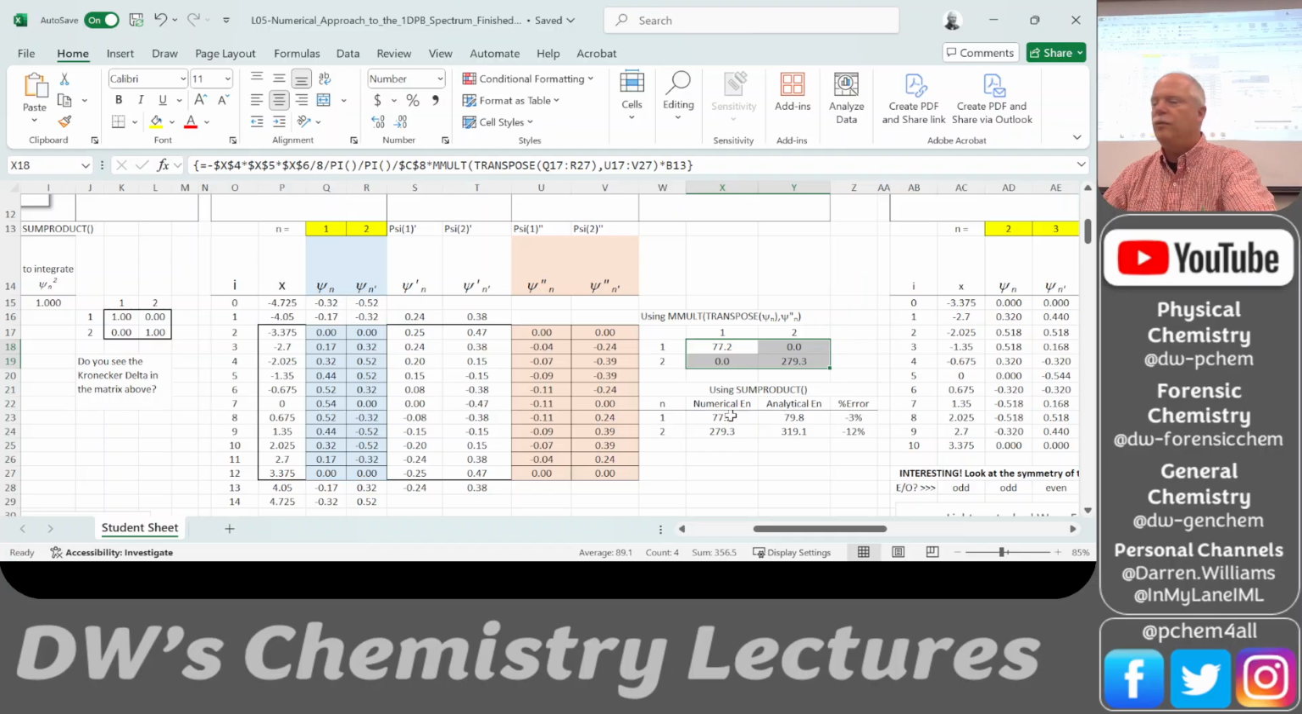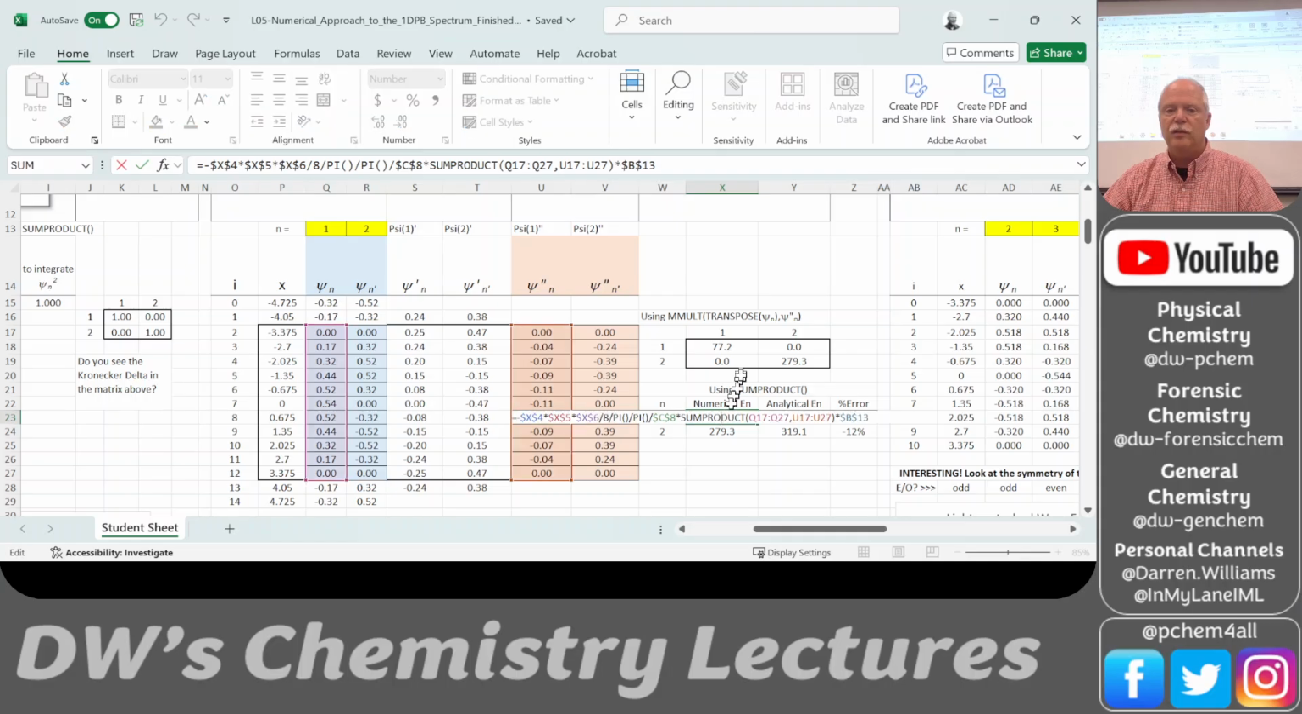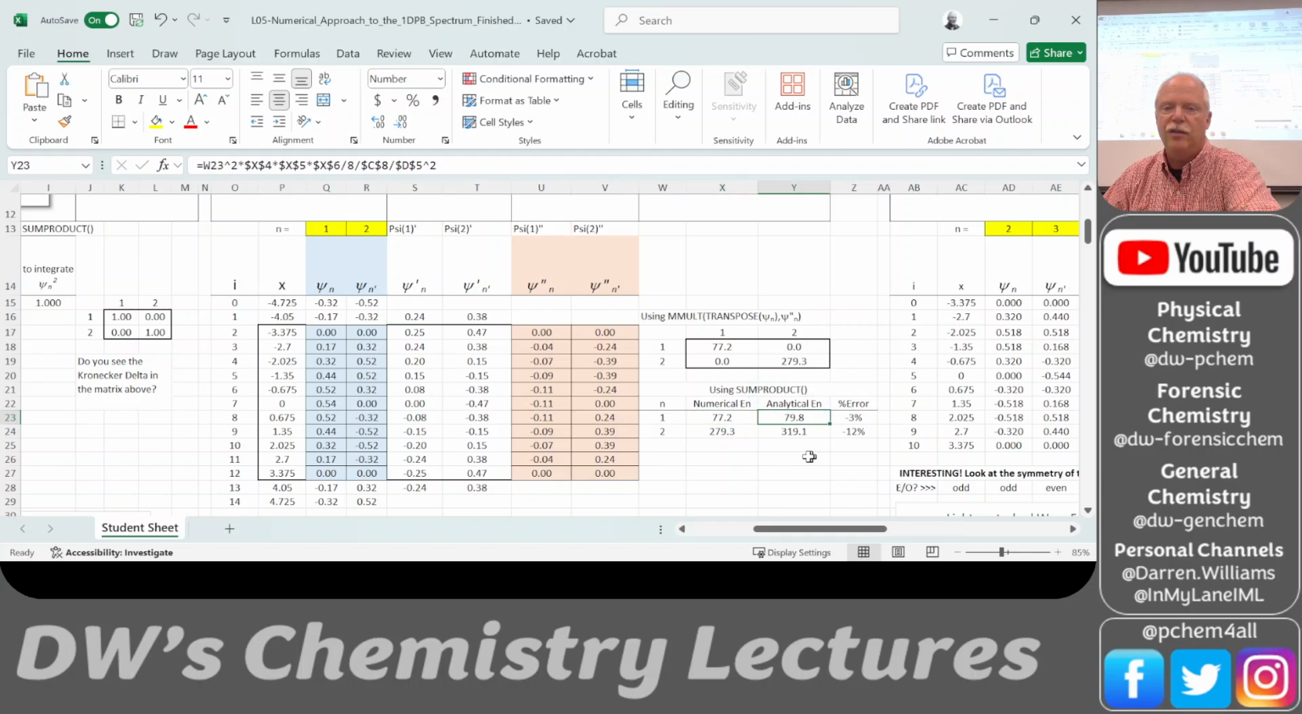So I have a little table that compares the numerical to the analytical, and you were talking about that. You have the analytical, because we have an equation for that. Here's the numerical. So we're just pulling those diagonal values from here. 77.2, when the analytical is 79.8. So that's the literature value, the analytical solution. We're doing numerical analysis, and notice we have 3% error. Why is it so far off?